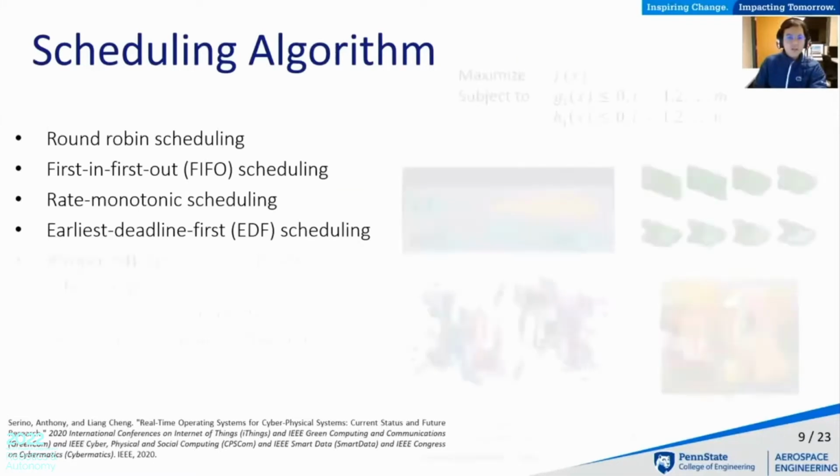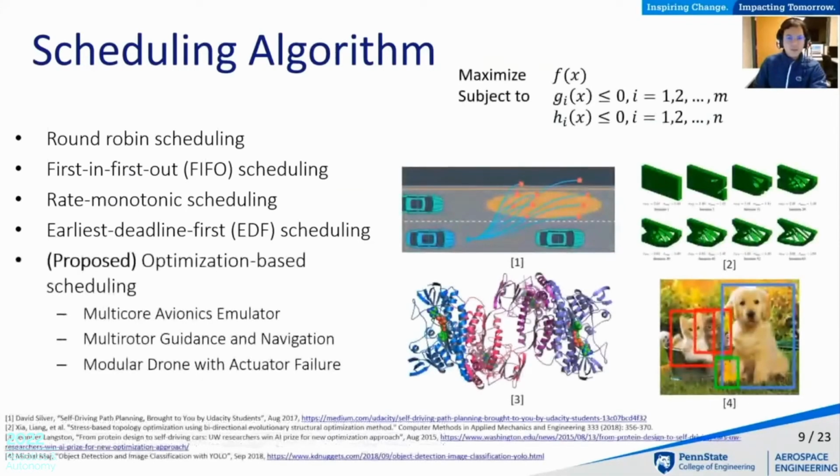Therefore, in my research, I propose an optimization-based scheduling method. As we all know, optimization has been used in many fields. In the control and robotics community, it can be used to plan a path for autonomous vehicles or other types of robots. In structural design, it is used to find an optimal shape for a certain type of load and stresses. In biology, optimization is used for solving the protein folding problem, which can enable quicker and more advanced drug discovery.